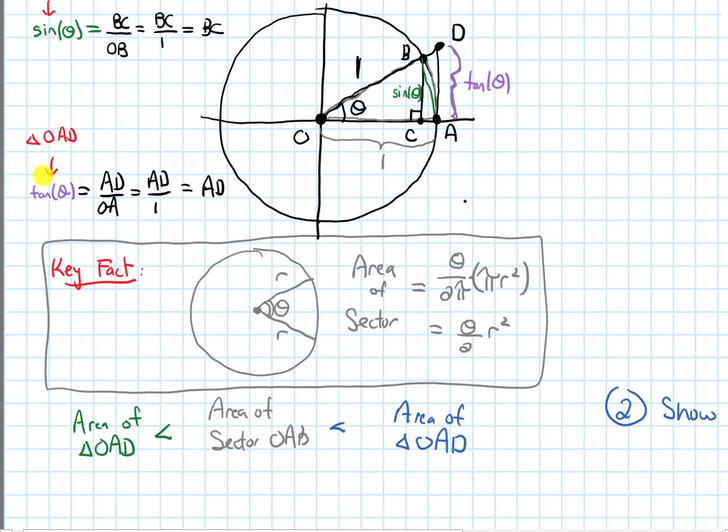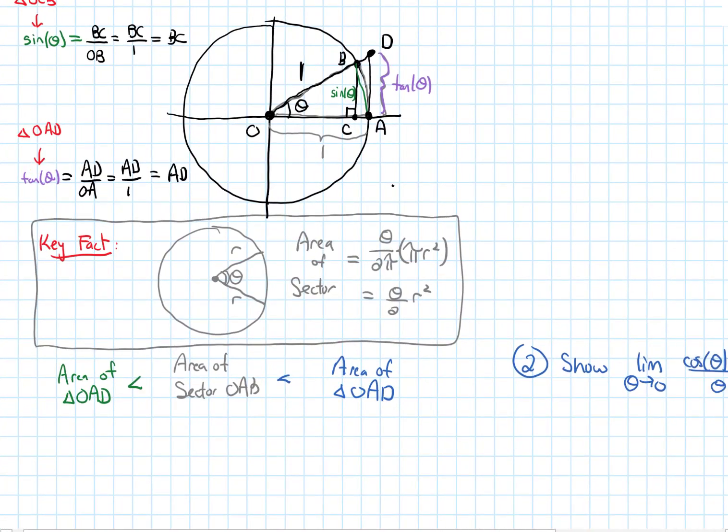So let's try to find the areas of all of these things. I'm going to zoom it out so I can still look at the picture. So for the area of triangle OAB, I need 1/2 base times height. 1/2, and the base is going to be from O to A, which is 1. The height is going to be the perpendicular height from B straight down to C, which is sine of theta. That's nice. Is less than the area of the sector.